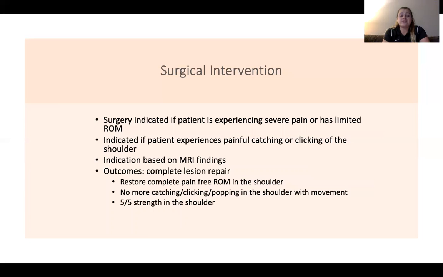So once the surgery has happened, outcomes of the surgery are going to be a complete lesion repair. The surgeon's going to go in and do everything that he or she has to do in order to correct that labral tear. Afterwards, we are going to restore a complete pain-free range of motion. Mechanical symptoms such as catching, clicking, popping in the shoulder should be gone. And we want a full 5 out of 5 strength in that shoulder. Once all these criteria have been met, I believe the athlete should be cleared to go back to practice and games and should start their return to play process.